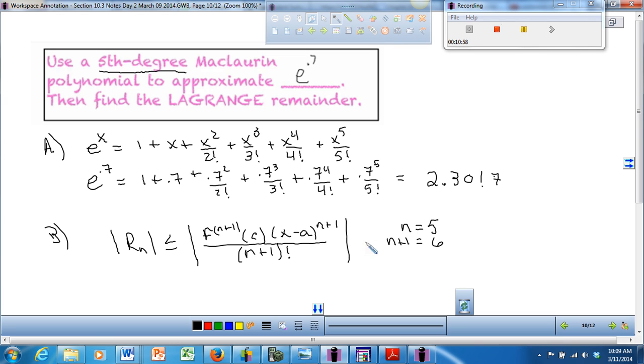What is a? 0. A is 0. Our function up here is not shifted to the left or right, it's just x minus 0. So our a is 0. What is our x value? Our point of interest? 0.7. All right, I have just about everything. The only thing I don't know is c and the 6th derivative at c.